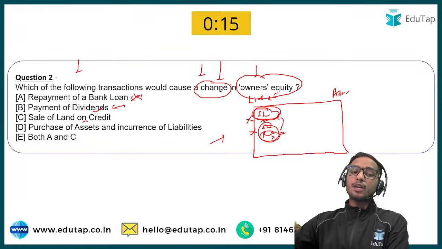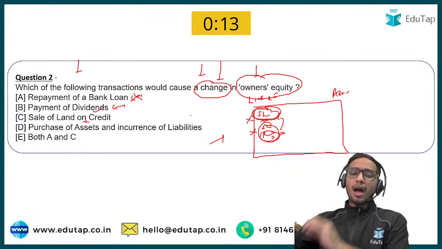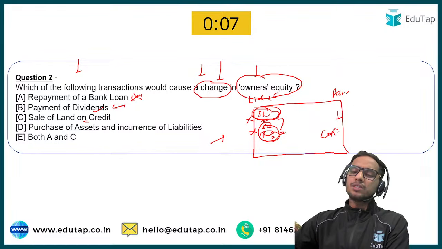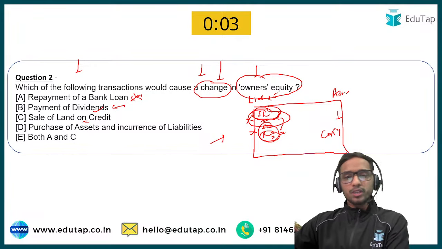Sale of land on credit. Now when you have sold your land, obviously your asset is going to decrease, right? And you are going to increase your debtors or cash, so it is not going to impact your shareholders fund or owner's equity directly, right?